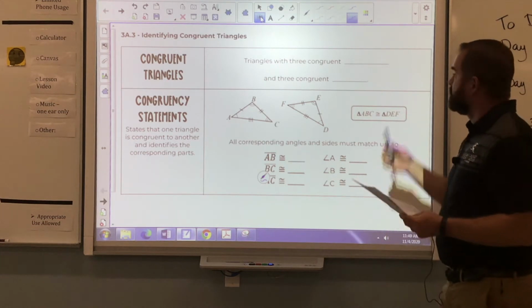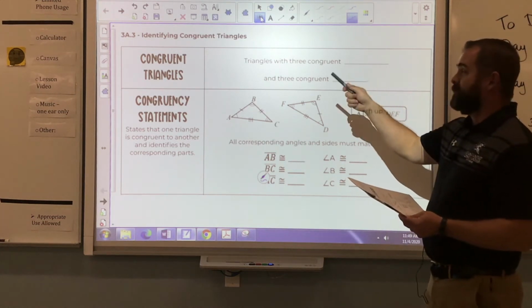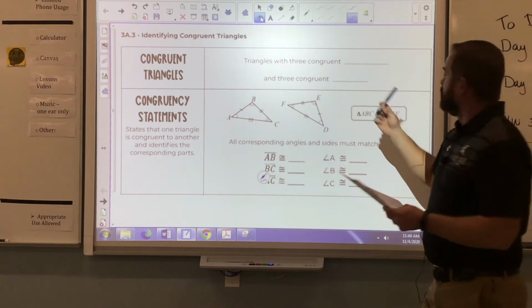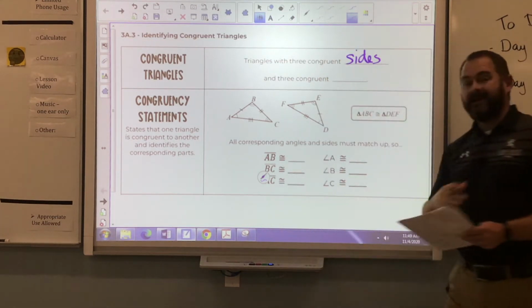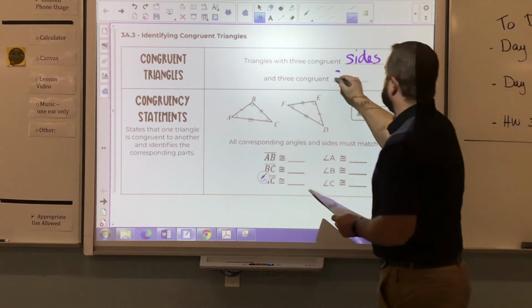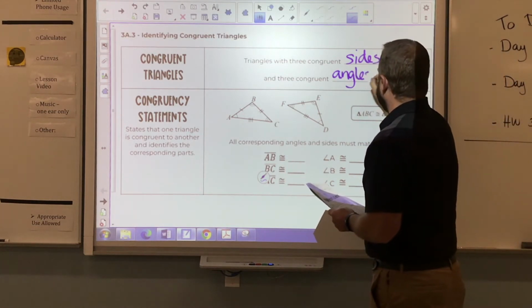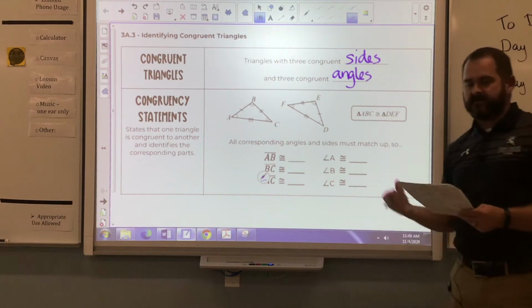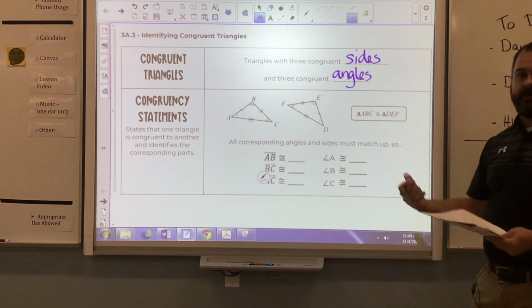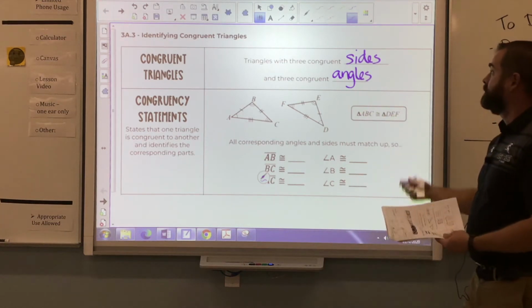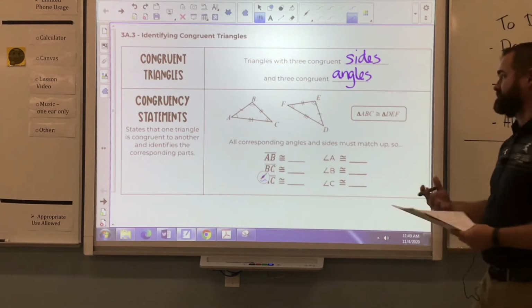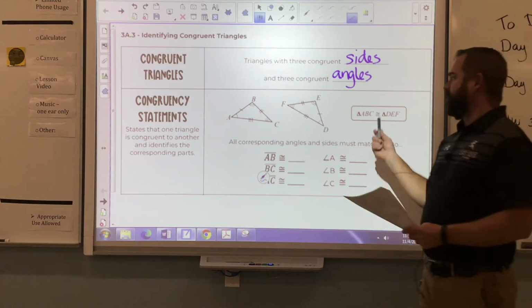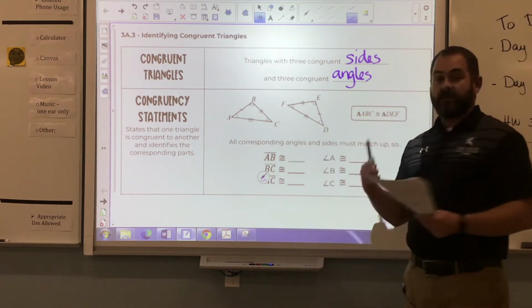As we look at congruent triangles, here is what we mean when we say that triangles are congruent. Triangles are congruent if they have three congruent sides and three congruent angles. And by that I mean pairs of sides and pairs of angles, because we have two triangles, so we will have a pair of matching sides and a pair of matching angles. We say corresponding sides and corresponding angles. So here's our first idea when we talk about congruence.